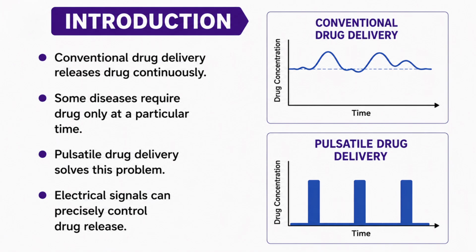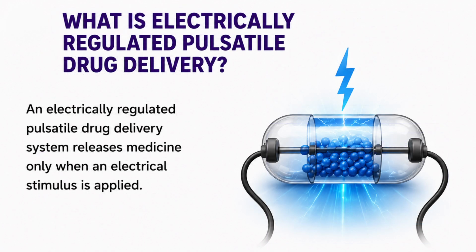What is an electrically regulated pulsatile drug delivery system? The definition is very simple. It is a smart drug delivery system in which an electrical signal controls the release of the medicine at the desired time. Without electricity, no drug release. With electricity, the drug is released immediately. Therefore, it is called an on-off drug delivery system.